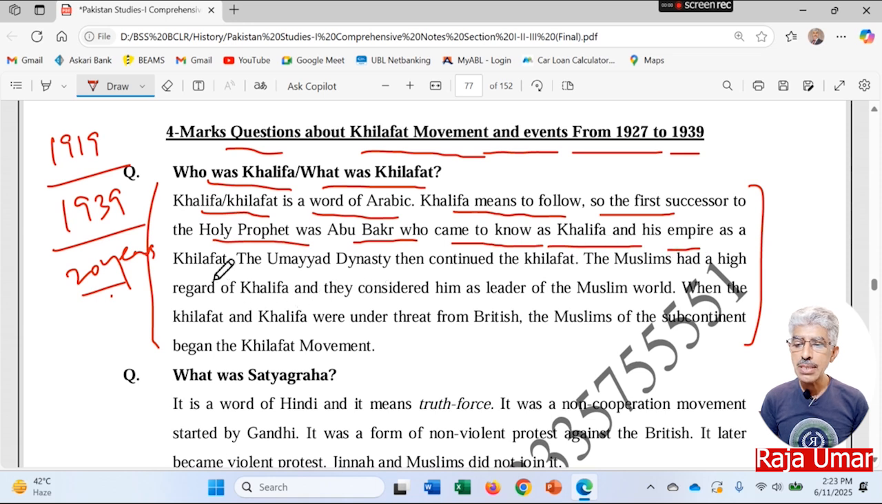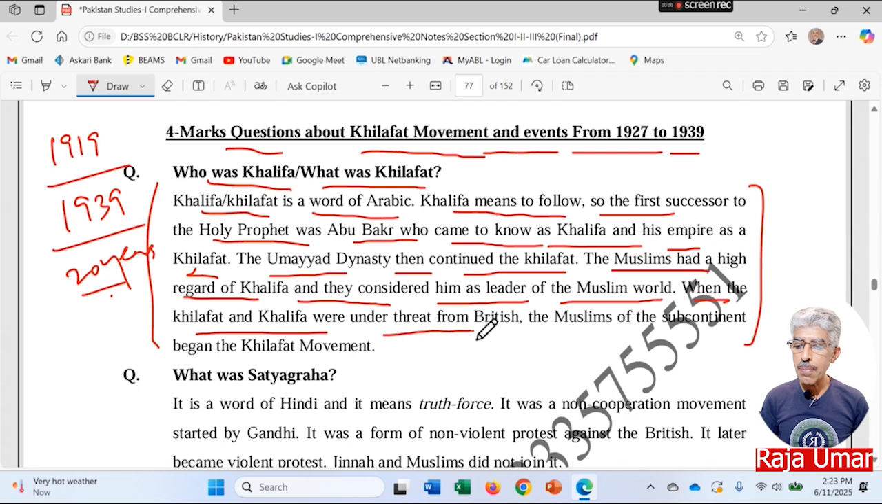The Umayyad dynasty then continued the Khilafat. The Muslims had a high regard for Khalifa, and they considered him the leader of the Muslim world or Muslim Ummah. When the Khilafat and Khalifa were under threat from Britain, the Muslims of the subcontinent began the Khilafat movement for the protection of Khilafat in Turkey, what we call the Ottoman Empire.